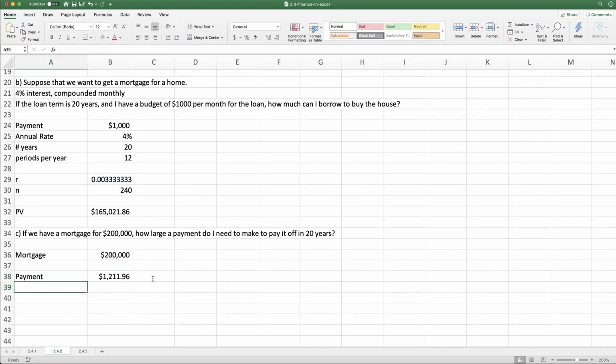The payment is then calculated to be about $1,212. If I want to pay off this $200,000 mortgage in 20 years using 4% interest compounded monthly, I need to make monthly payments of $1,211.96. I hope you can imagine how useful present value computations are, and I hope you now appreciate how easy they are to do in Excel using Excel's built-in functions.